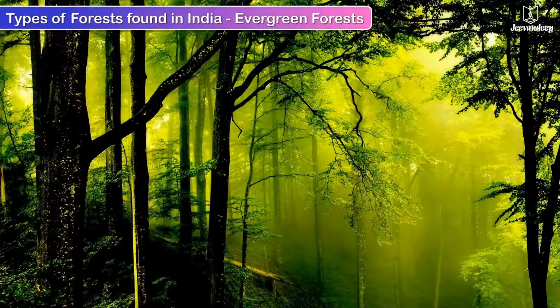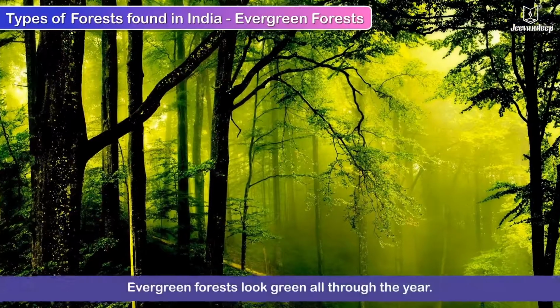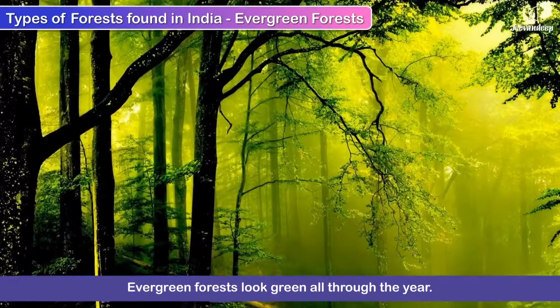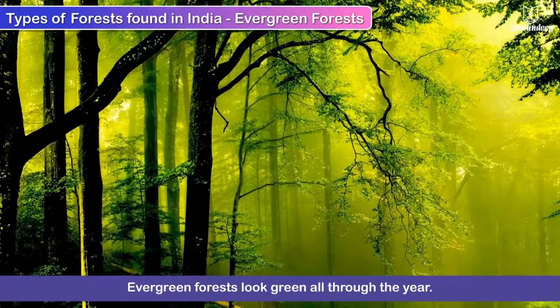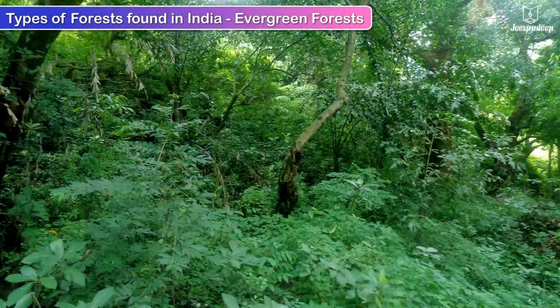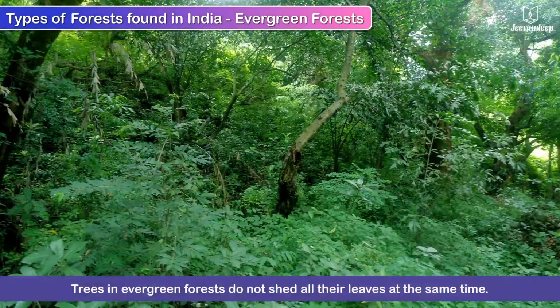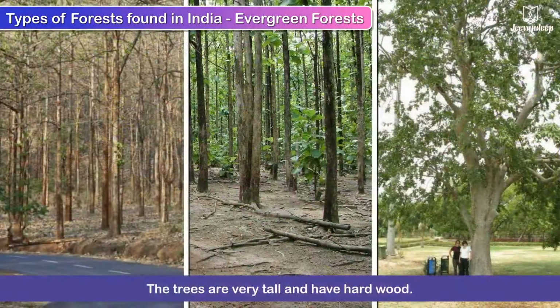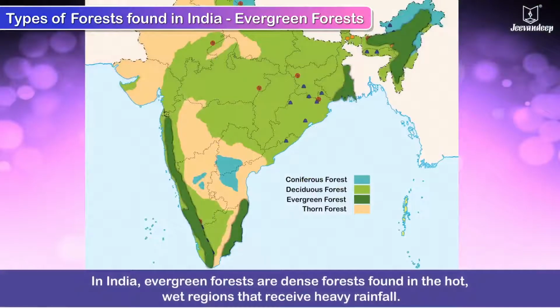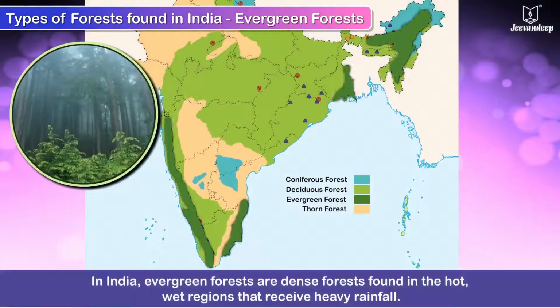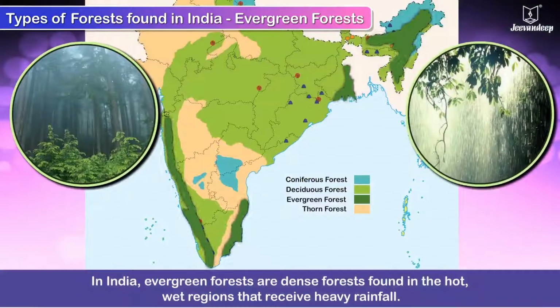Evergreen forests. As the name suggests, evergreen forests look green all through the year. This is because trees in these forests do not shed all their leaves at the same time. The trees are very tall and have hard wood. In India, evergreen forests are dense forests found in the hot wet regions that receive heavy rainfall.